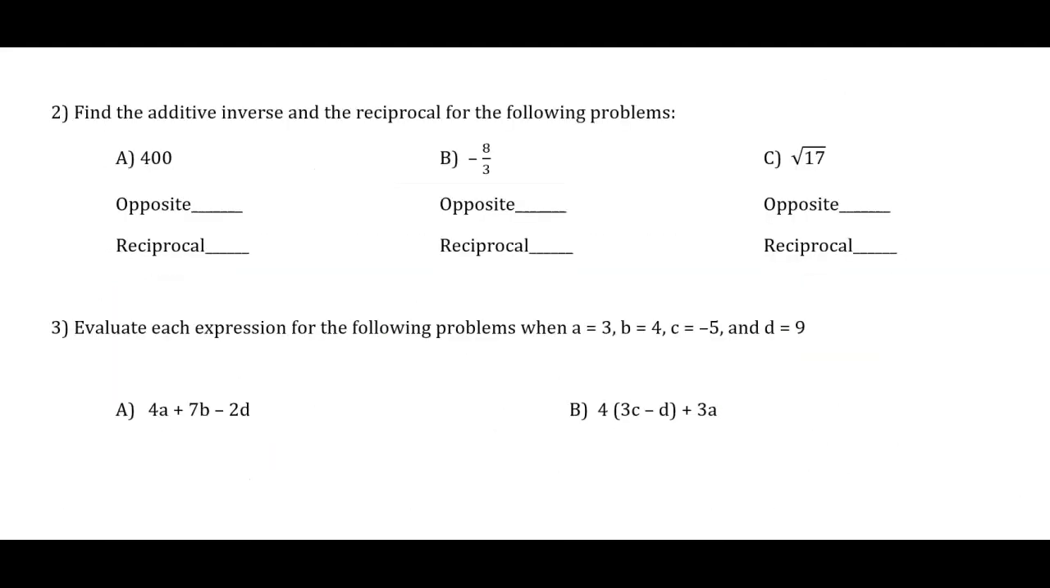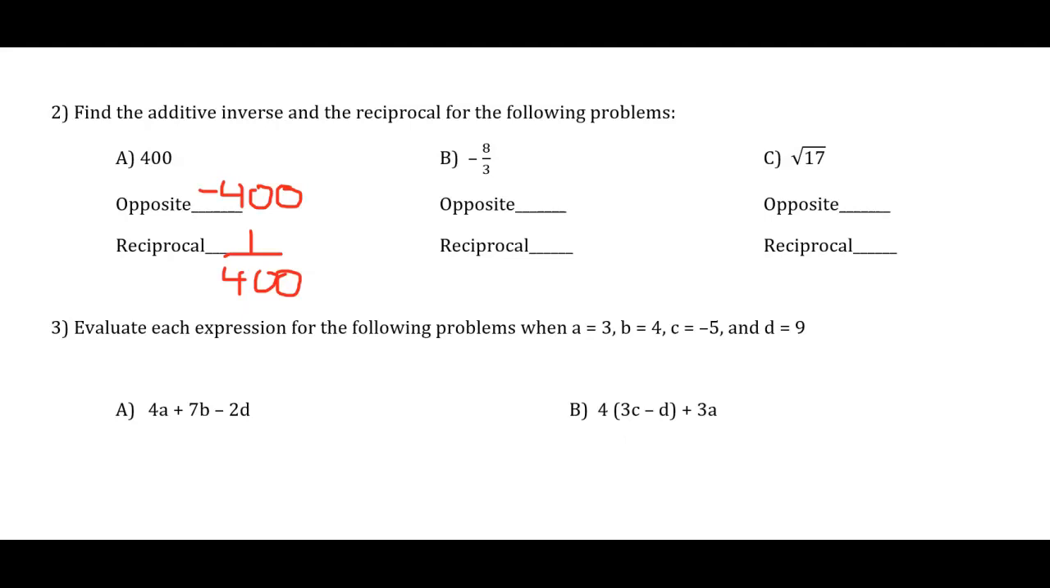Okay. The second thing we talked about was additive inverses. So we want to talk about our additive inverse and our reciprocal. So an additive inverse is the opposite. So that means this would be negative 400. The reciprocal is 1 over the original, not the additive inverse. So that's a mistake I see often. We try to rewrite it as 1 over negative 400. It's over a positive 400.